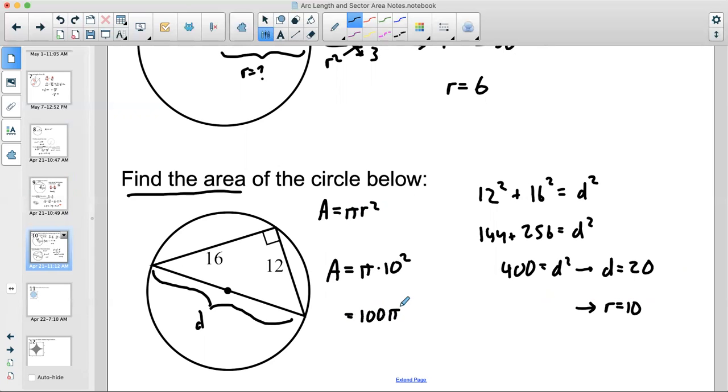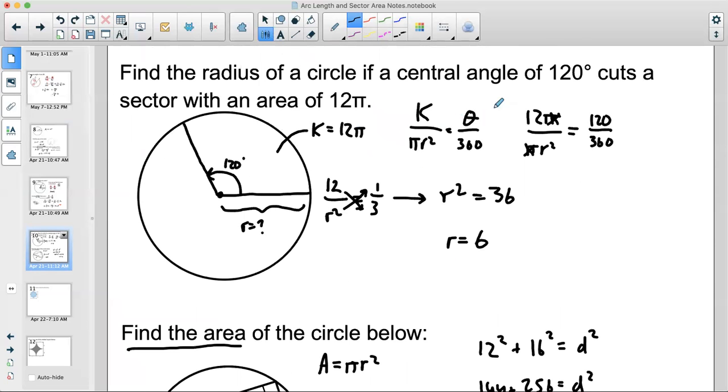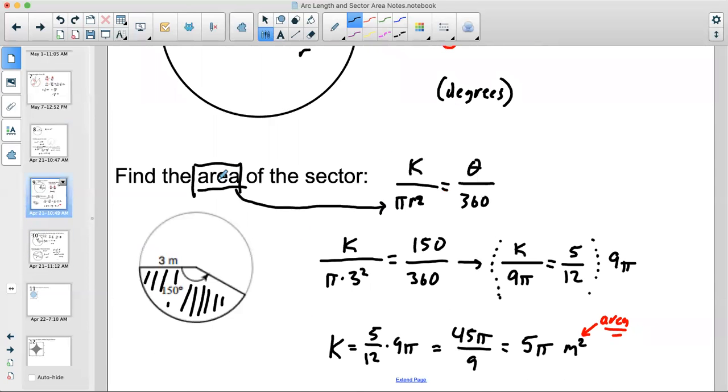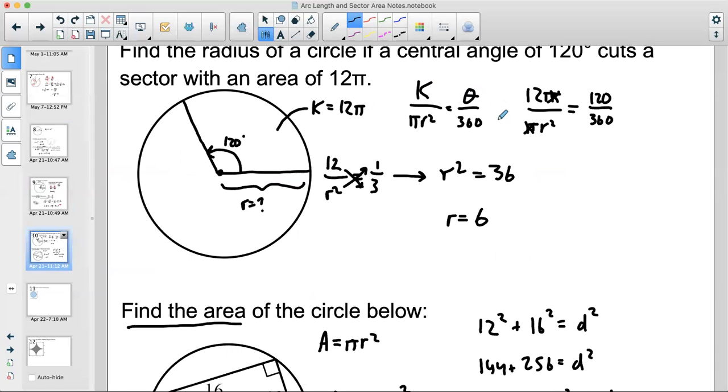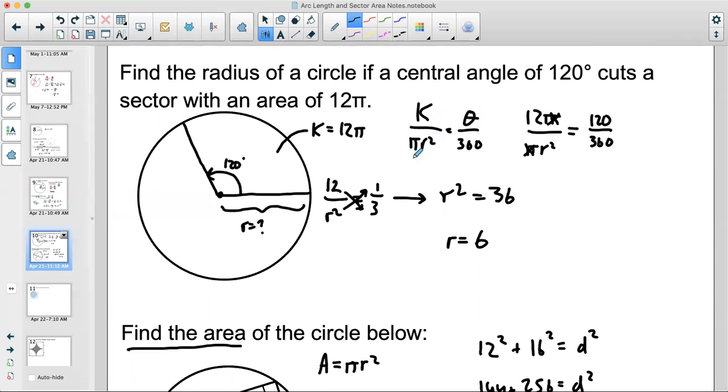So this problem was kind of randomly in here, whatever. You just have to use the Pythagorean theorem to find the radius, and then you plug it in to find the area. But this is how we use the sector area formula. This problem here, instead of finding the area, in this case, we were finding the radius. I could also ask you to find the angle if I gave you K and r.